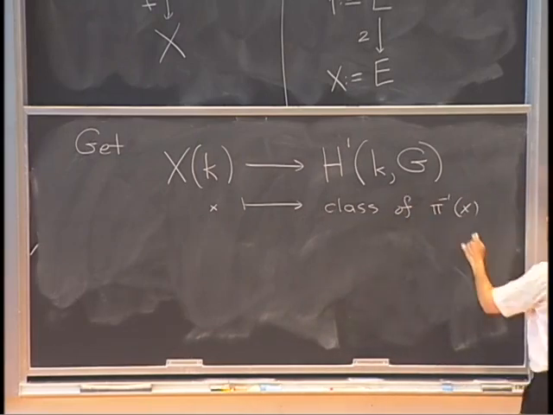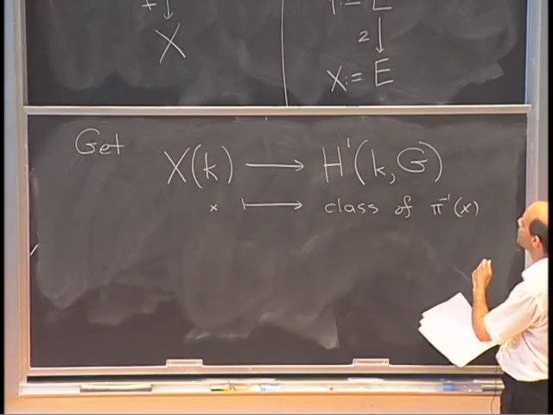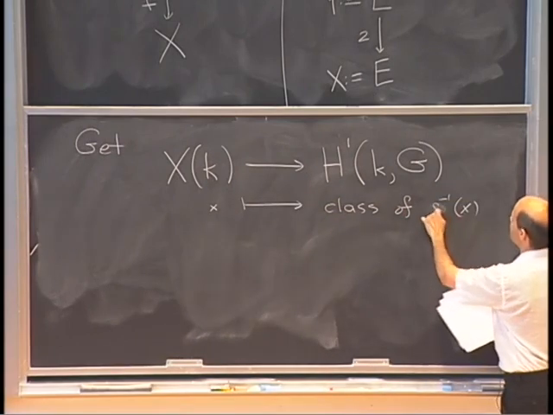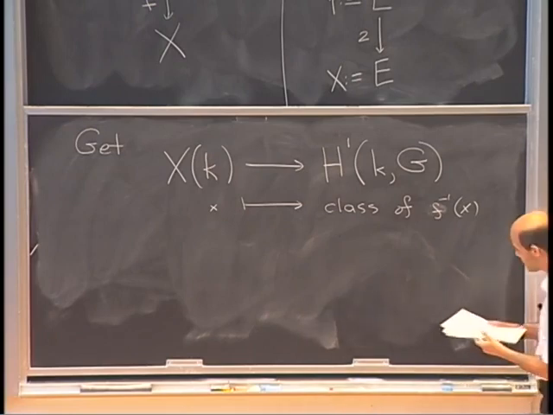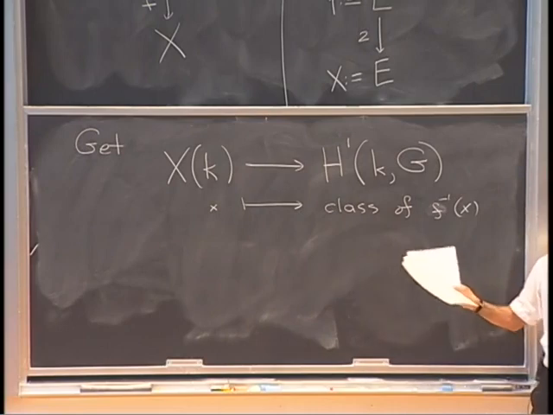And this gives you a partition of the rational points. Oh, pi is f, yeah, that's right. So it gives you a partition of the rational points according to the class of the torsor that lies above it.